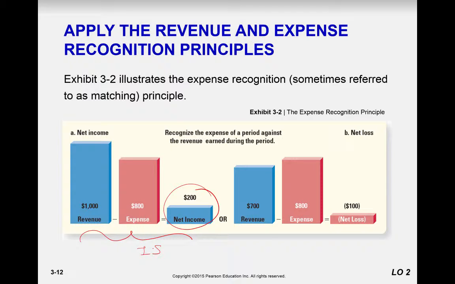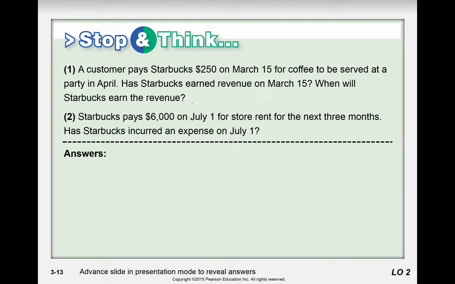And in this, we recognize the expense of a period against the revenue in which it was earned. And then you have here $700 revenue with the $800 expense. See, this is what's causing us to be swayed, right? Now we can go from a $200 net income to a loss of $100. So at this point, pause the video and go through this activity.